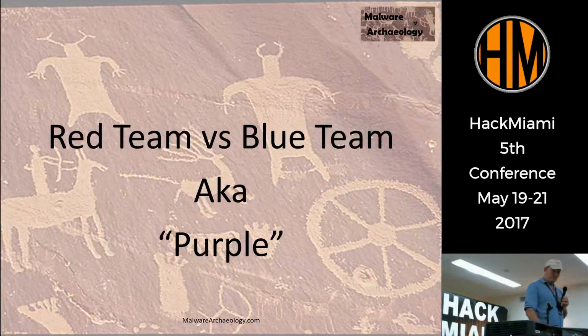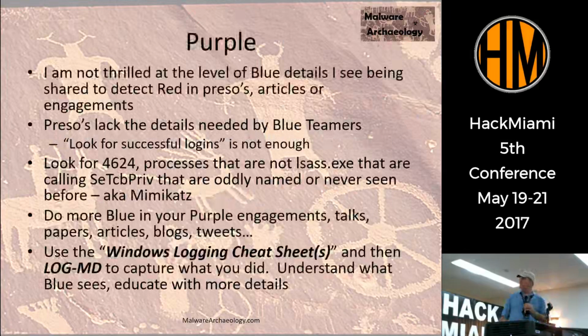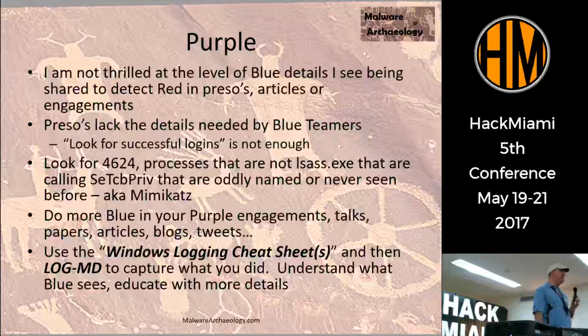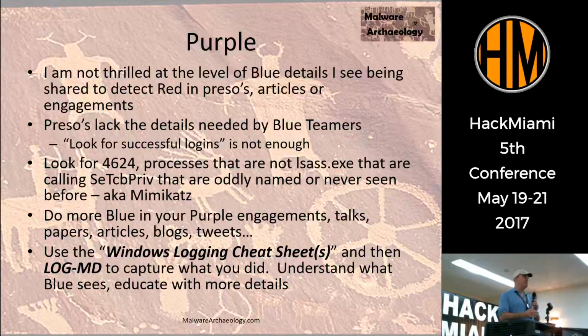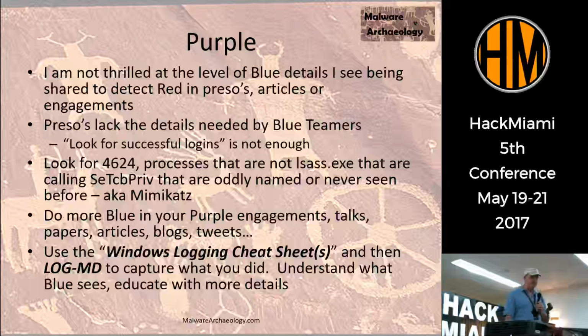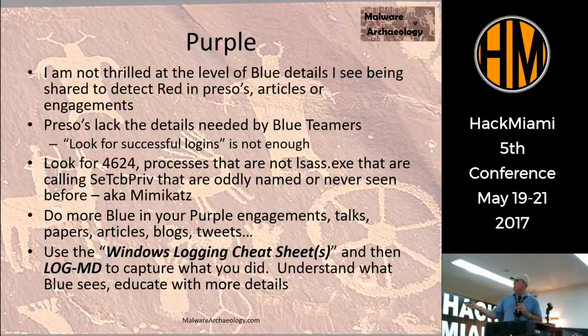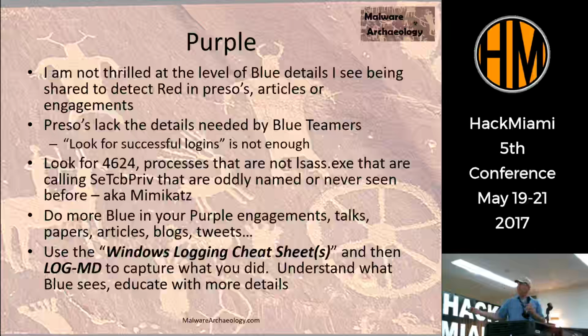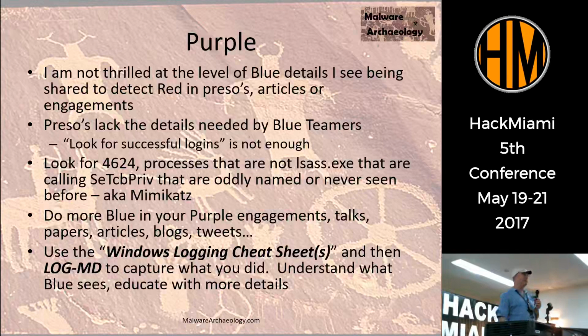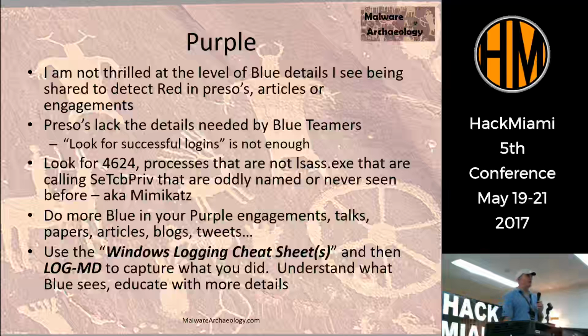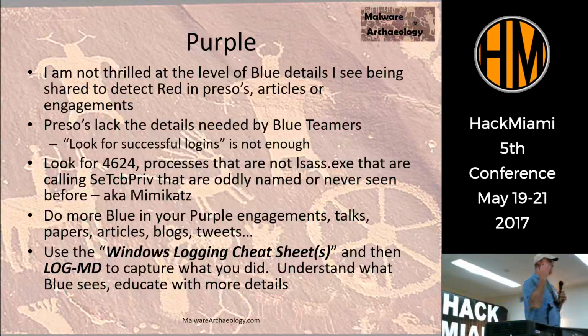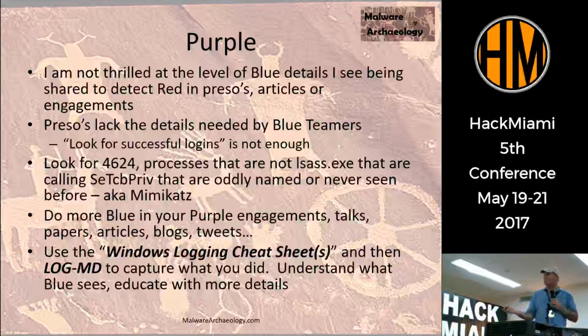So what can you do? Red team versus blue team, aka purple. I'm not thrilled with the level of red team details that are covering blue stuff, right? I see presos and they say, okay, great. Look for 4624 logins that are not LSASS is not enough, right? I need to know that they're not calling SeTcbPrivilege. So if you see a 4624 that's calling some funky binary, some name of binary that's calling TCB priv, then you know you're having a request to the database of credentials, aka Mimikatz. You have to get more specific in your red team talks about blue team details. People on blue team side really need this kind of level of detail, so please do it.